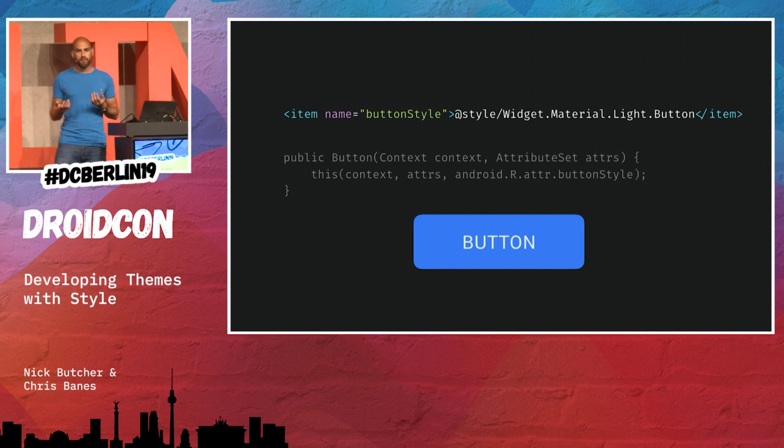So if we look at something like the Material theme, it defines this theme attribute we just talked about, the button style theme attribute, and points it towards, on Material, this Material light button style, for example. That will be the style that defines all those view attributes you see by default. So when you just drop a button in your layout, you get some default behavior.